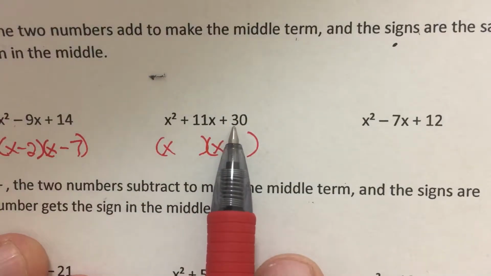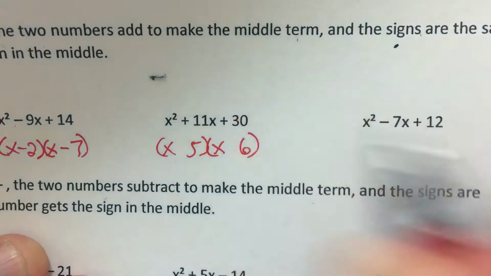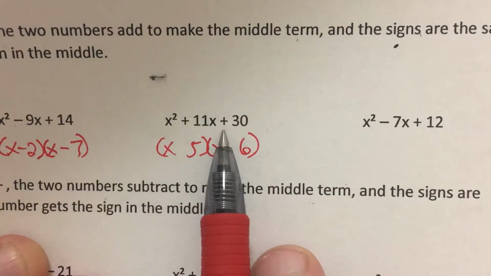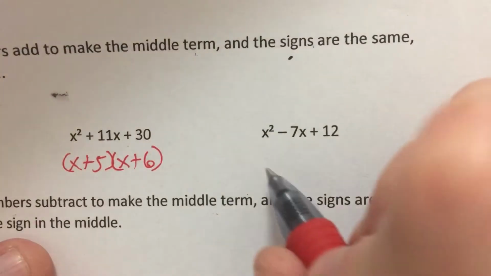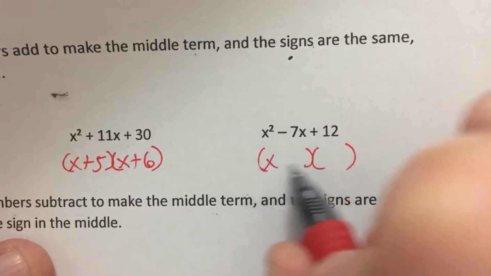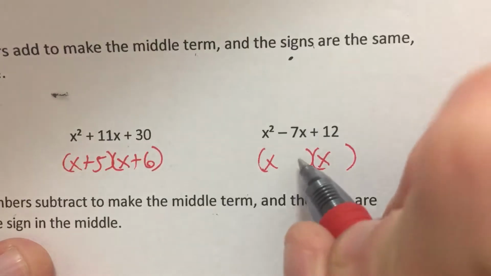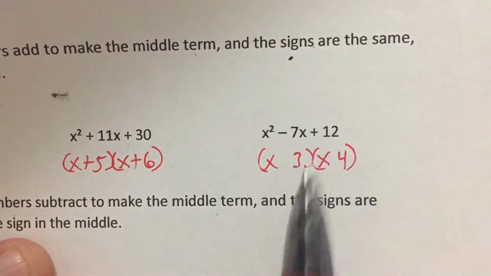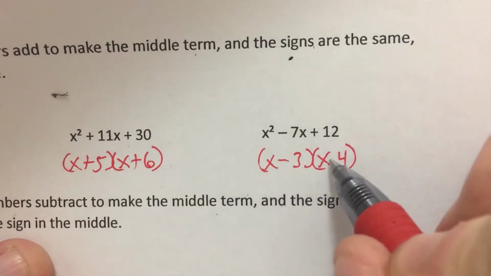Two numbers that multiply to make 30 and add up to make 11 would be 5 and 6. They're going to be the same sign, so they both get whatever's in the middle. This time that's a positive. Last one. Two numbers that multiply to make 12, add up to make 7, are 3 and 4. Signs are the same. They're both going to be negative.